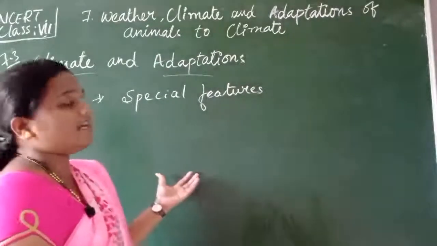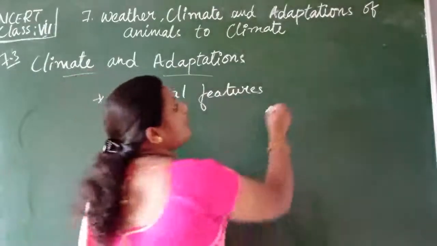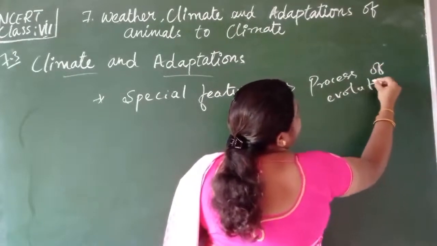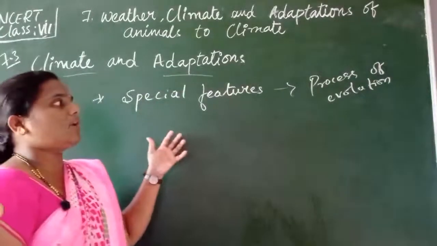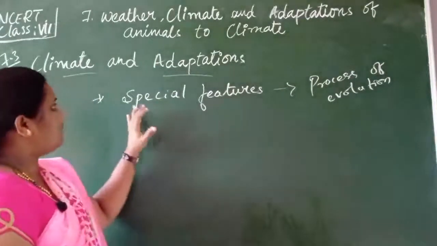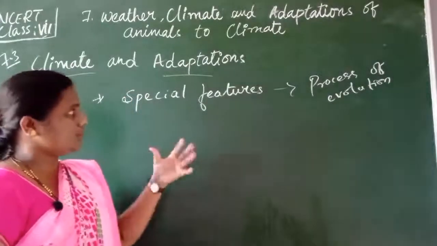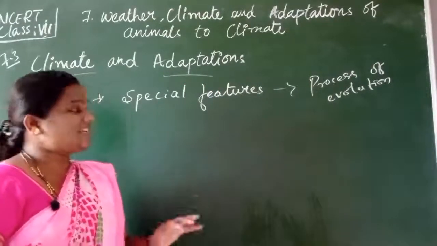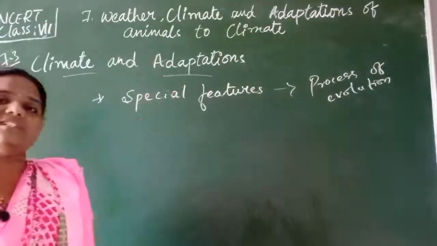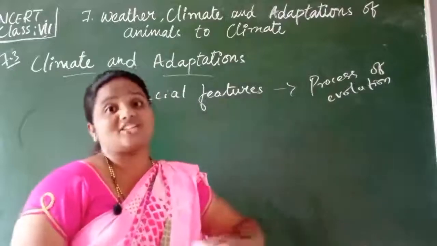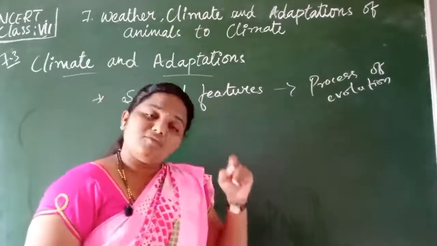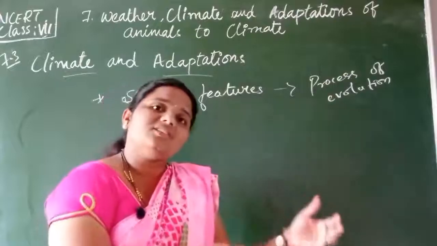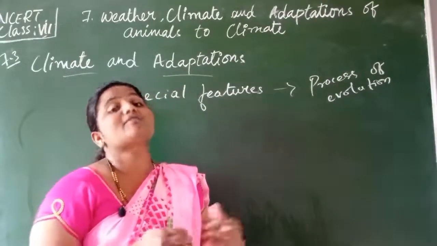Why are we studying all this? Because it leads to the process of evolution. When you go to higher classes, you will learn more about how evolution occurs. For now, understand that living organisms, in order to survive, have to adapt their body according to the climate. Got it, children? In the ninth chapter, you will study weather, climate and its effects on soil. That is, we will study what effects climate and weather have upon soil.